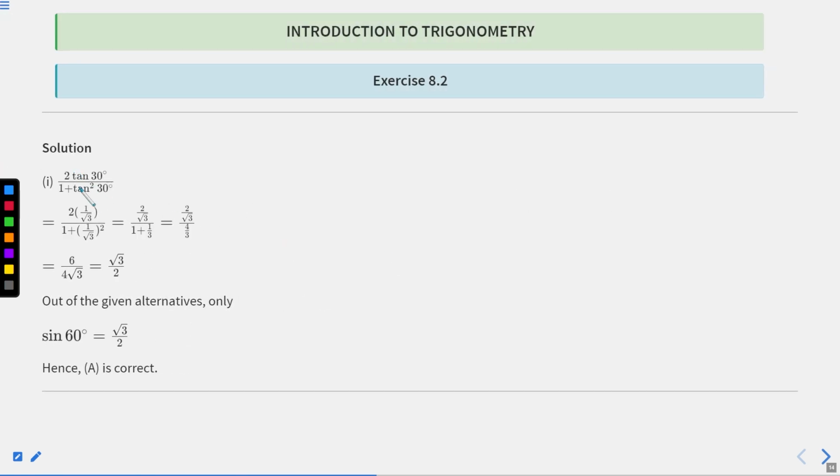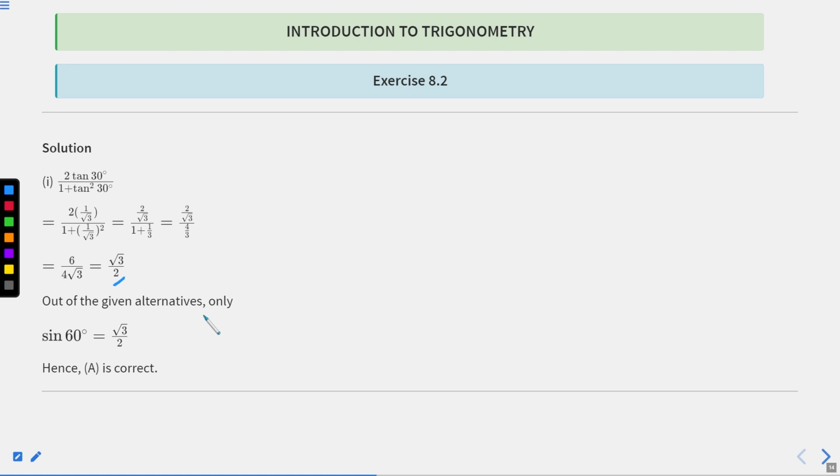So we have 2 tan 30 degree divided by 1 plus tan square 30 degree. This is equal to 2 times 1 by root 3, since tan 30 degree is equal to 1 by root 3, divided by 1 plus 1 by root 3 whole square. This is equal to 2 by root 3 divided by 1 plus 1 by 3, and this is equal to 2 by root 3 divided by 4 by 3. If we simplify it further, you will get 6 by 4 times root 3, and this is equal to root 3 by 2.